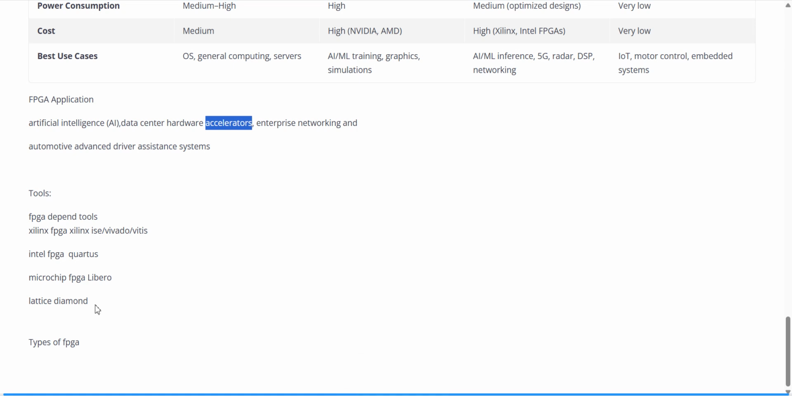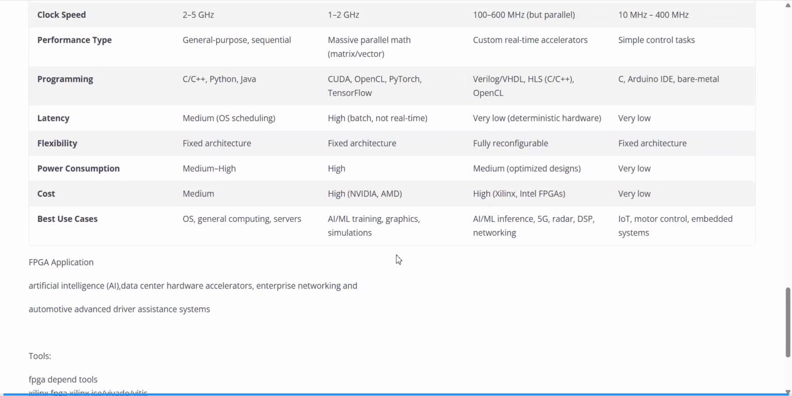What kind of tools do we use? It depends on the FPGAs. For the Xilinx FPGA, use ISE, Vivado, and Vitis, whereas the Intel FPGA uses Quartus, Microchip uses Libero, and Lattice uses Diamond.